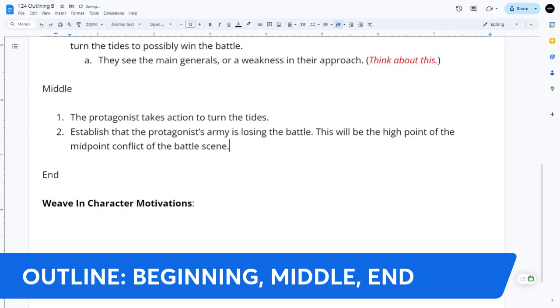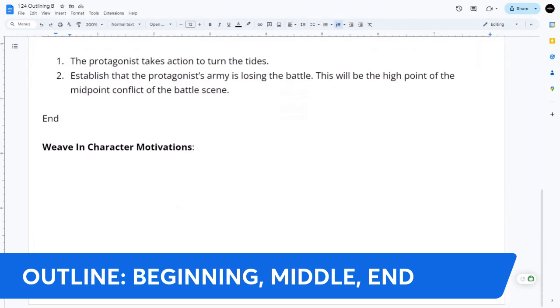Okay, not of the narrative, but of the battle scene, because remember, every chapter should have a beginning, a middle, and end. But this battle scene has a beginning, a middle, and end. And every middle has to have a midpoint conflict, like where the truth of the lie is revealed. And then basically the reversal, like what's going on, right? So that would be the reversal. All right. Now we've got to figure out what the ending is, okay?